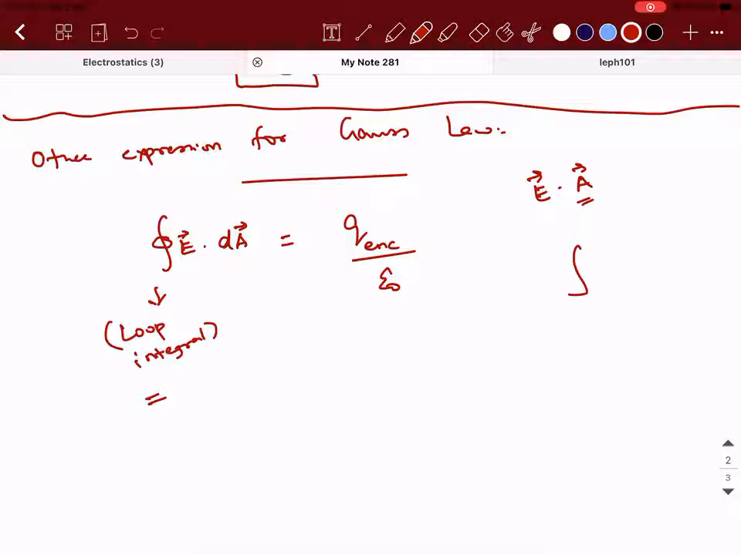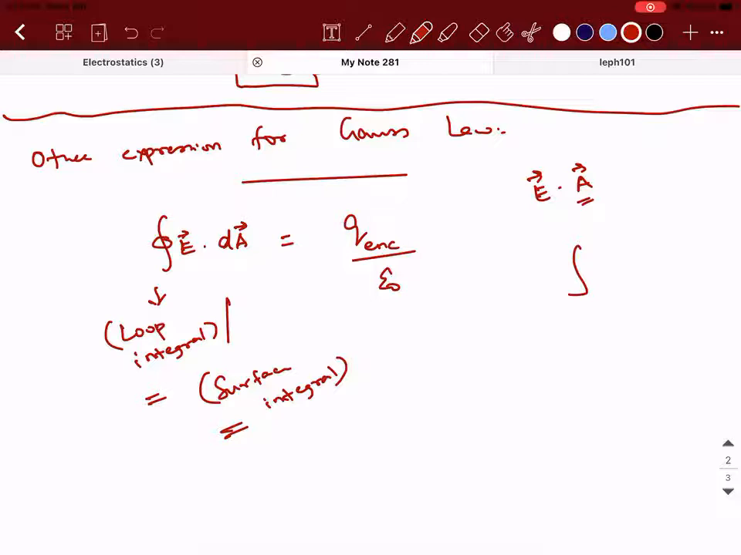Whereas in a loop integral, what do you do? You add small areas. You will not add distances. If you add all those areas, you will get a bigger area. That is why we call it a loop integral also. Some books refer to it as a surface integral. Is that clear? So this is another way of representing Gauss law.